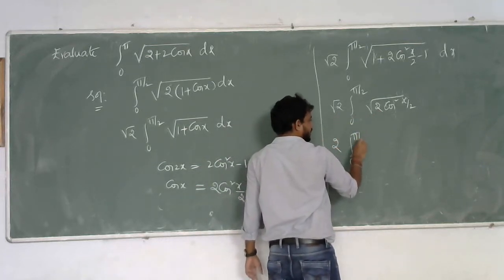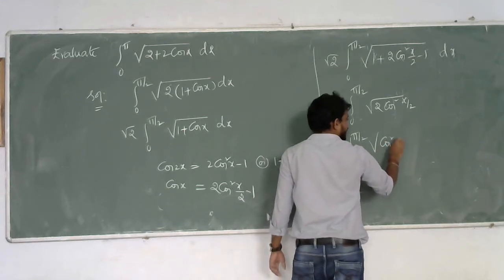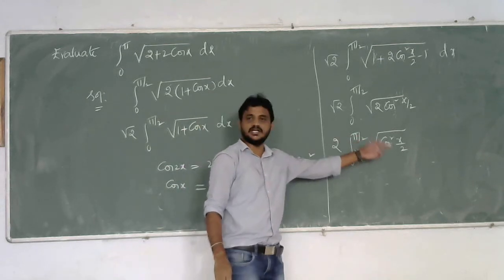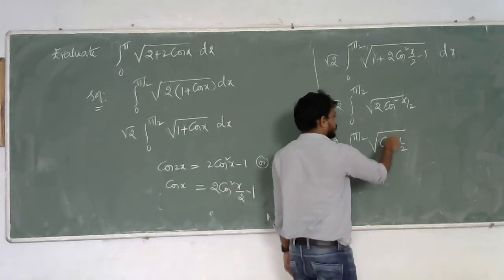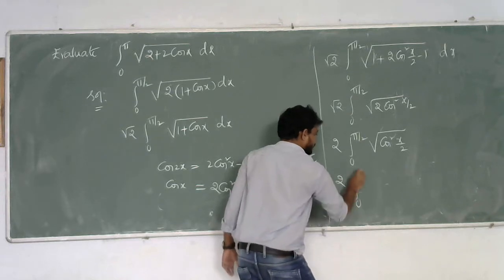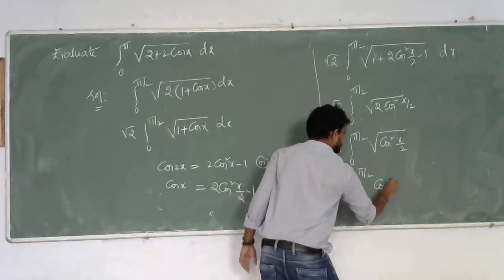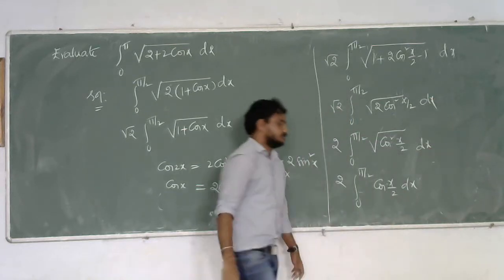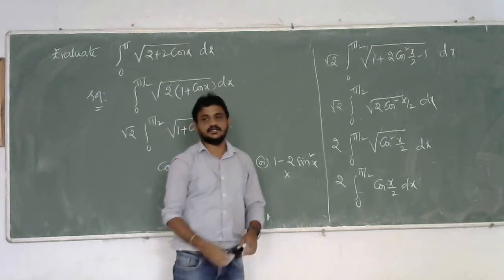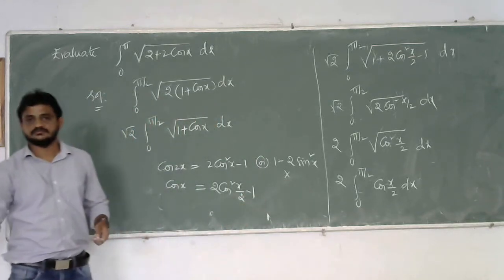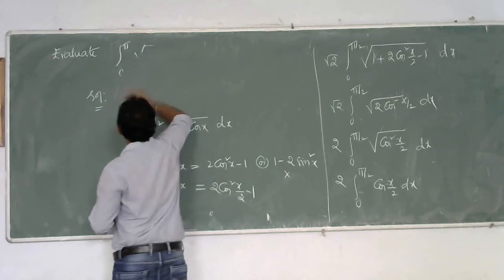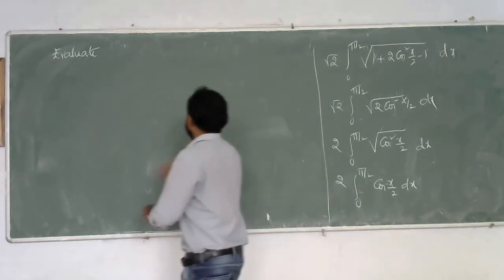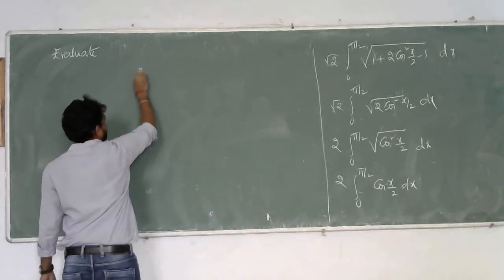Then integral 0 to pi by 2, integral of cos square x by 2. Cos square x by 2 is nothing but cos x by 2 whole square. Then we can cancel this square root. So you will get 2 into integral 0 to pi by 2 cos x by 2 into dx. So integration of cos x by 2, you will get, so what is integration of cos x by 2?